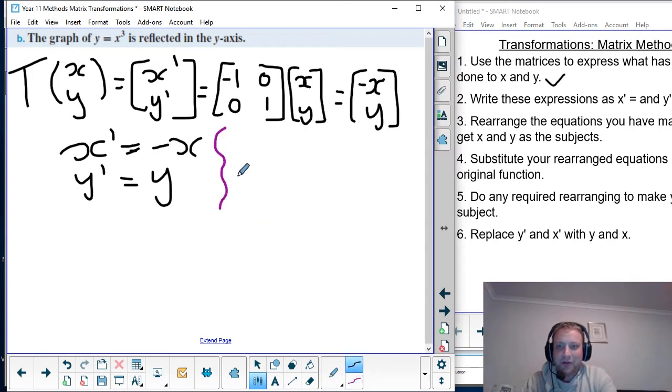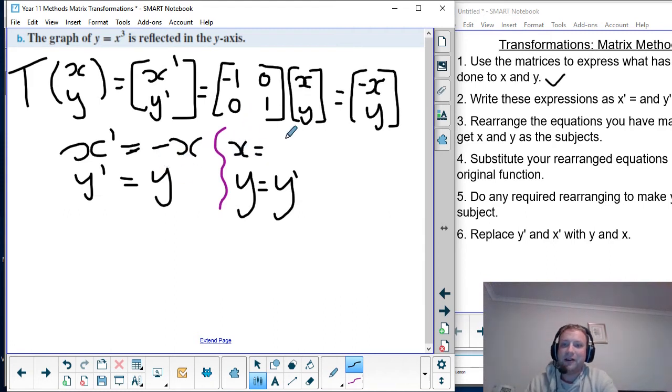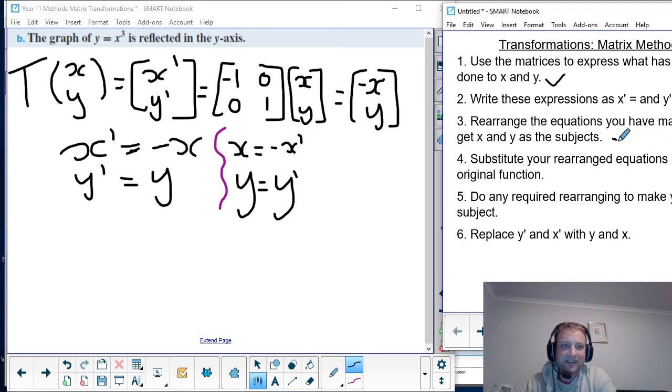We're pretty happy with this bottom one already. We'll just flip the left and right. Y and y dash are the same thing. All I need to do to get x by itself here is get rid of that negative. So I'm basically going to times both sides by -1, or just say I'm going to flip all negatives positive. X is going to be equal to negative x dash. Step 3 is done. We need to work with our original function.